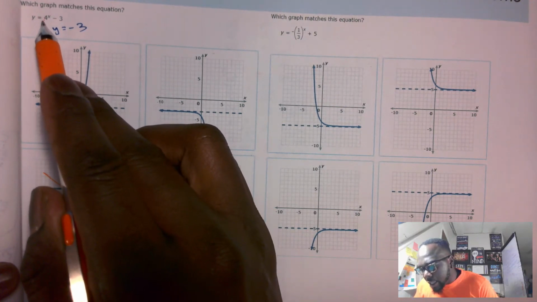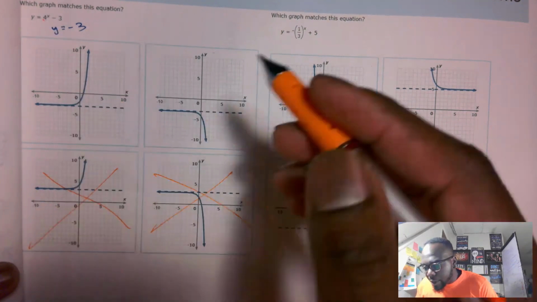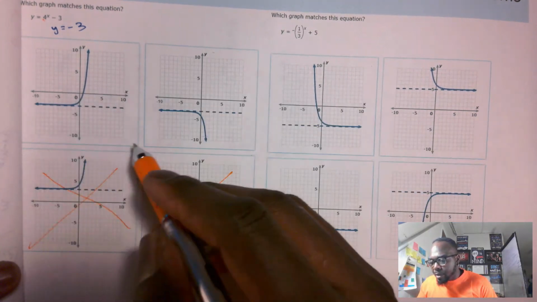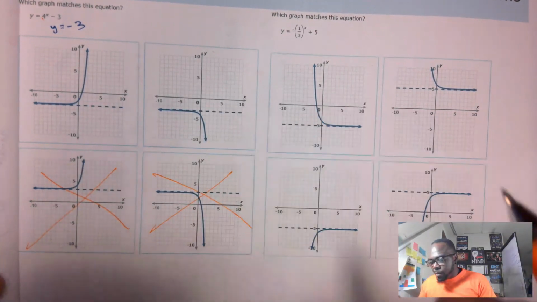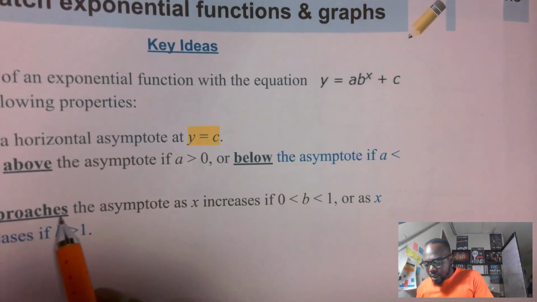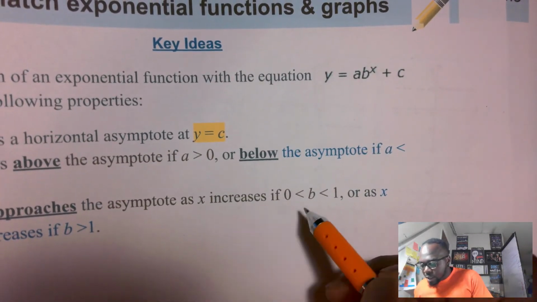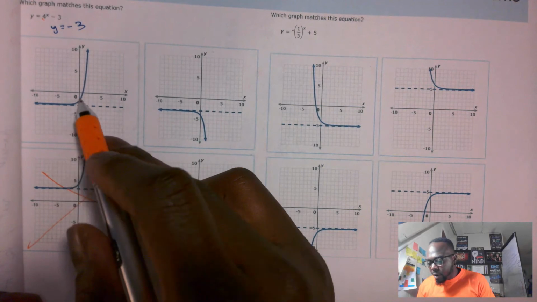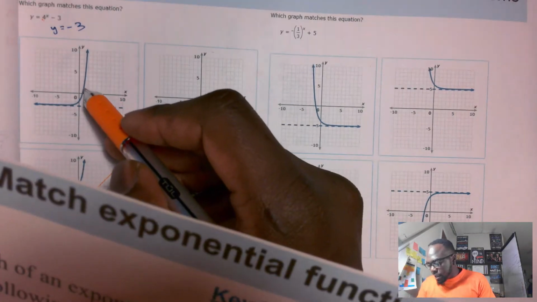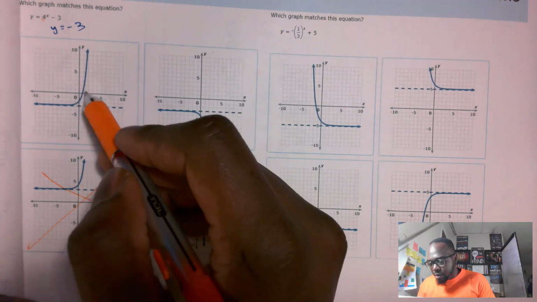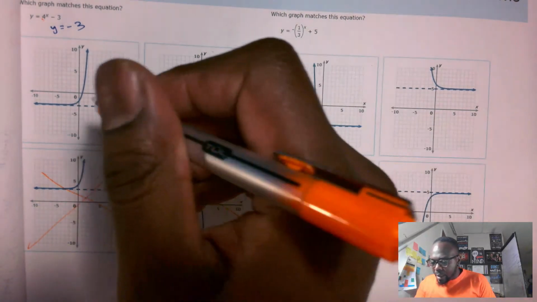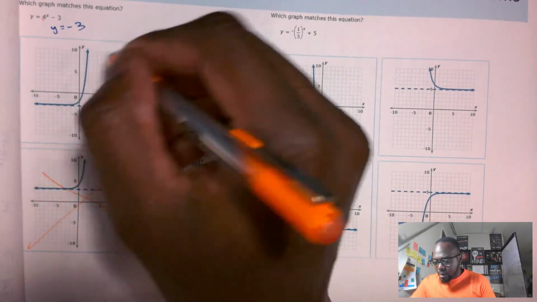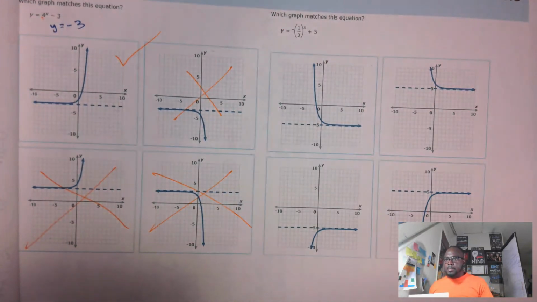That means a is an understood 1. Is a greater than 0? Yes, a is greater than 0, so that means it cannot be below. But let's look at the b part. It says it approaches the asymptote if x is between 0 and 1. It's decreasing, right? So as x decreases, if b is greater than 1. So my answer here, I know this is a no. So this is my answer.